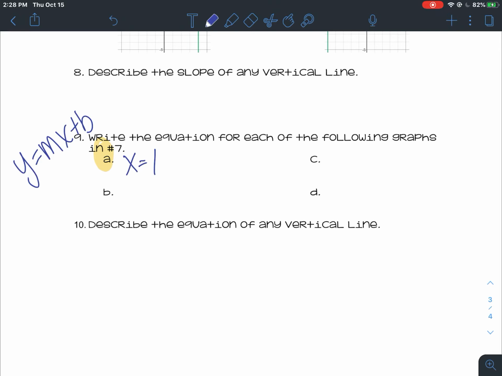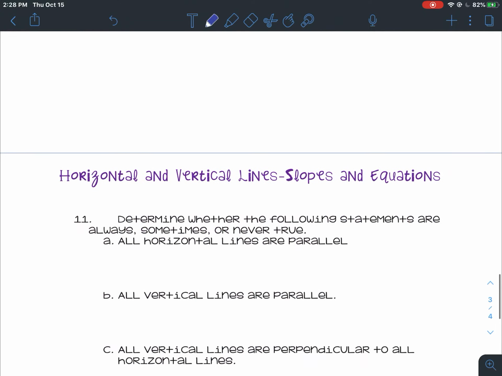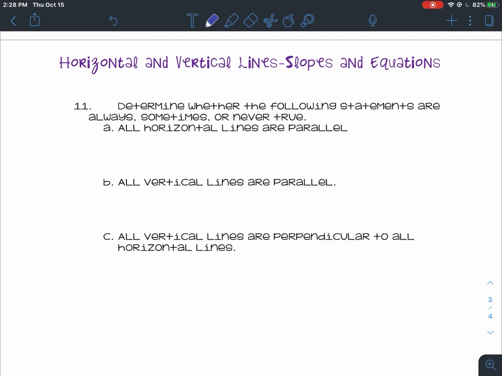Now I want you to do the following for B, C, and D, and then describe the equation of any vertical line from number 9 into number 10. So use your own words there. And then 11, we're tying it all together, what we did in all 3 little segments here. I want you to determine whether the following statements are always, sometimes, or never true. Based off your answers that you have will help you answer these questions down here.